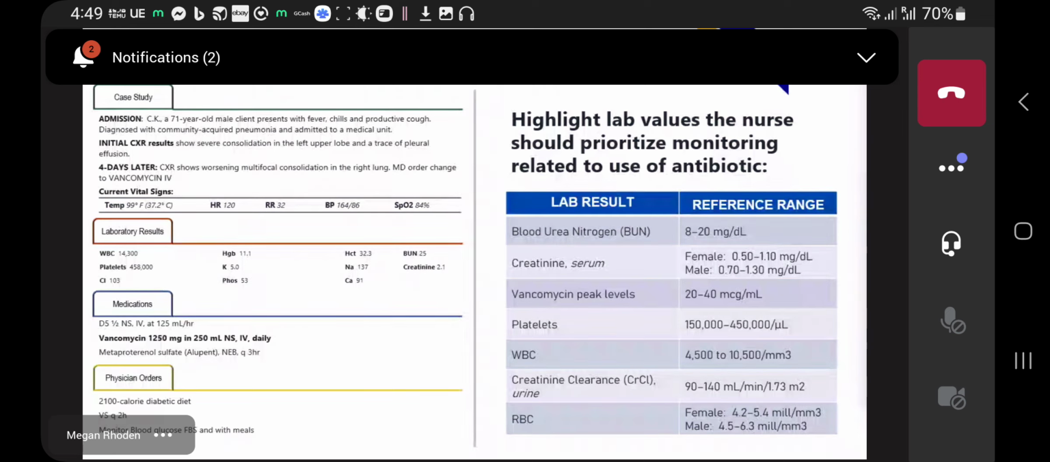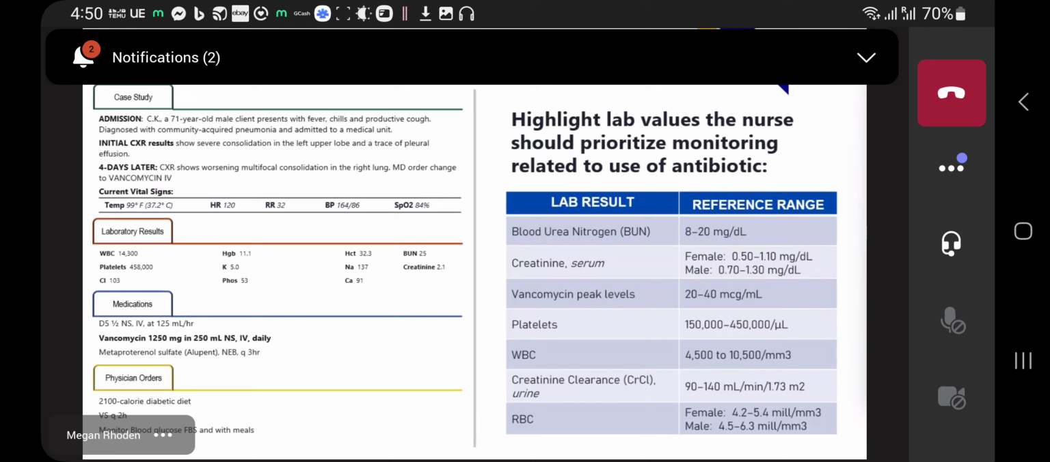We did have some lab work that come back. So the WBCs are 1430, platelets are 458, hemoglobin's 11.1, K is 5.0, phosphorus is 53. Oh, I missed chloride over there. Chloride is 103. Hematocrit is 32.3, sodium is 137, calcium is 91, BUN is 25, and creatinine is 2.1. And you can see some reference ranges over on the right-hand side of the screen.